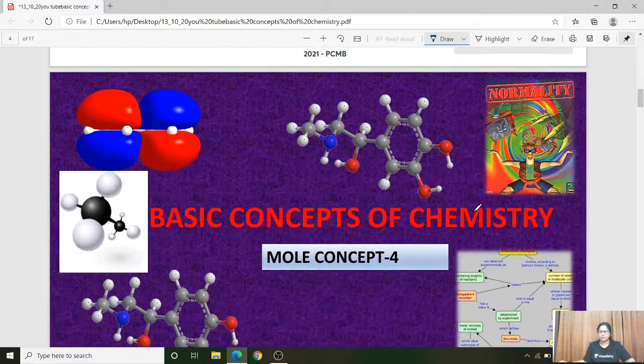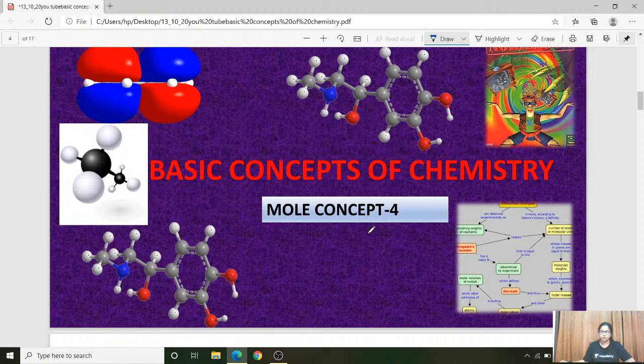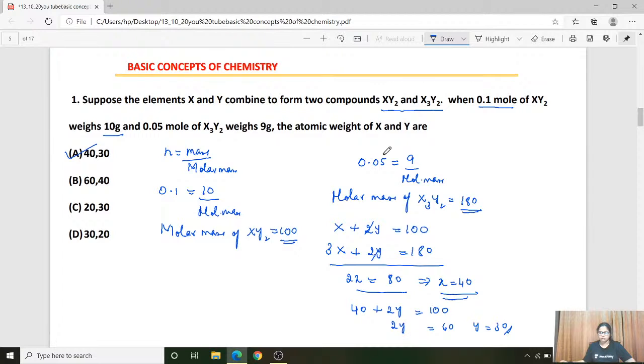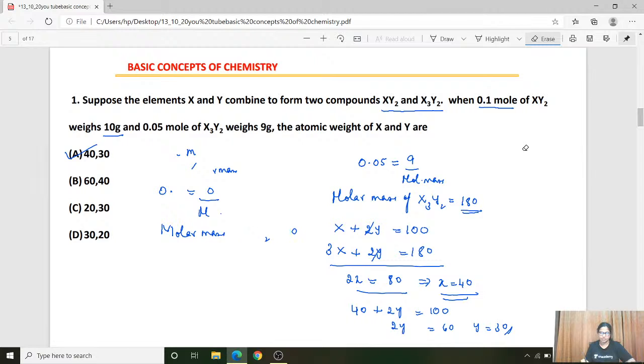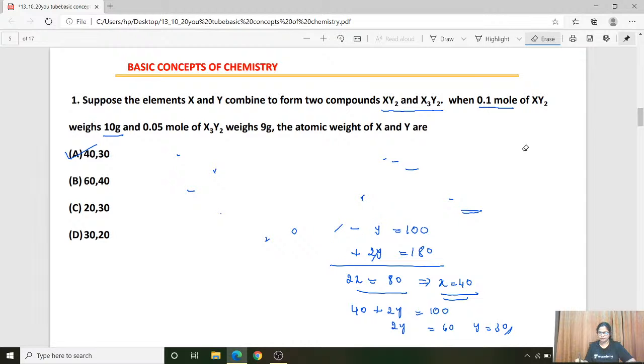So I have completed 3 parts in basic concepts of chemistry. Today we are going with one more mock test on the same topic, basic concepts of chemistry. Actually there was an error. I thought we were linked, so I started solving, but I think it was not linked to you. So let me begin with the question. Okay, so we will go to question number 1, students.